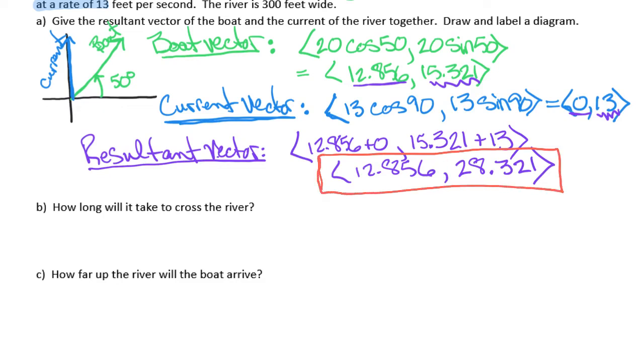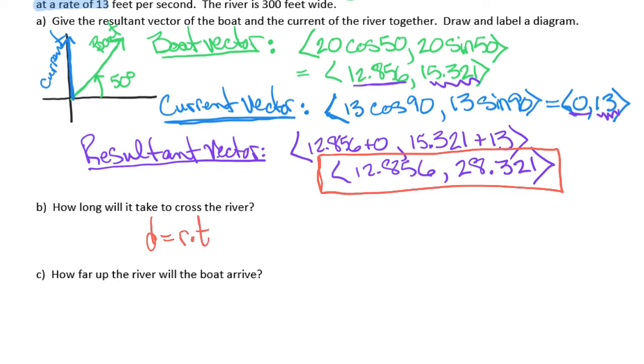It says, how long will it take to cross the river? So we need to recall a formula that we used a little bit ago, and by a little bit I mean a month and a half. But you used it in Algebra 1 and Algebra 2, probably physics and some of your other science classes as well. Distance equals rate times time.